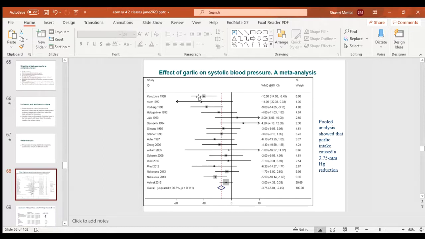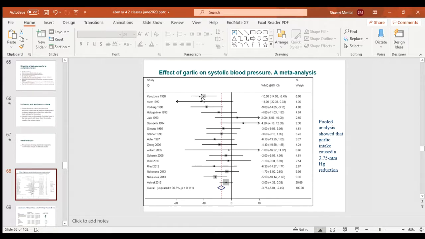Each one of these lines represents the confidence interval for the difference and the finding. As you'll see, for this study the confidence interval doesn't include 0, because we see in here this vertical line of 0. This vertical line is what you'll see on all meta-analyses for treatment, and it's usually the line of no effect.